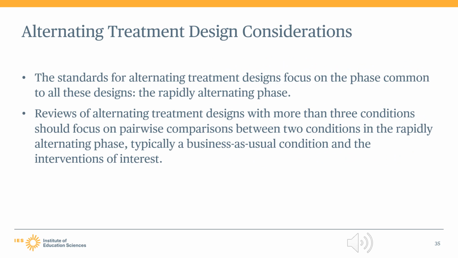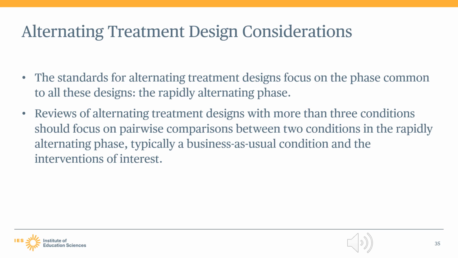The final single-case design the handbook contains explicit standards for is the alternating treatment design. Recall that the hallmark of alternating treatment designs is a phase where, as the name of the design suggests, researchers rapidly alternate between 2 or more interventions to compare their effectiveness. Although some designs have additional phases such as a baseline phase prior to the intervention, or a most successful intervention phase after the rapidly alternating phase, the WWC's standards for alternating treatment designs focus on the rapidly alternating treatment phase.